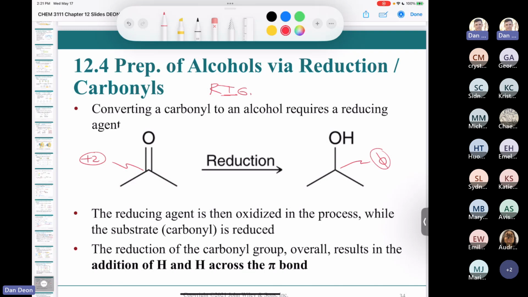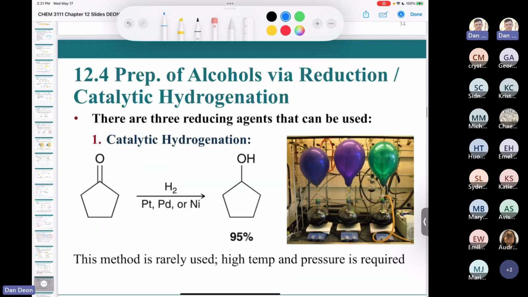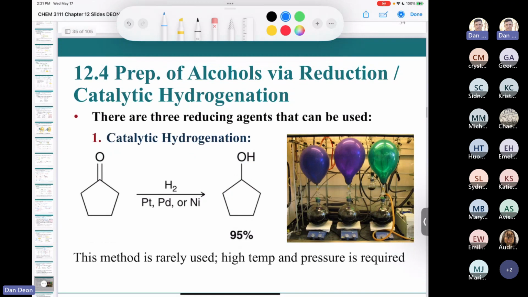You're gaining 2 hydrogens, right? You're gaining this hydrogen and this hydrogen. And since you're gaining 2 hydrogens, that's also considered, or another way to evaluate it, as a reduction. So how do we actually reduce a carbonyl group? Well, here we have cyclopentanone, which is a ketone, and we're reducing that ketone to cyclohexanol, an alcohol.